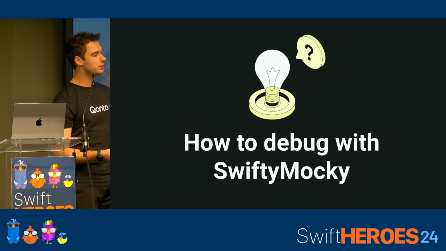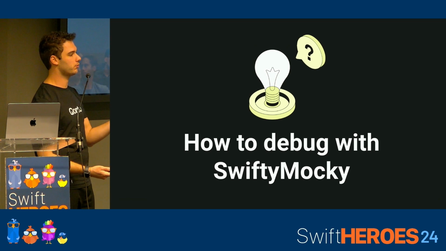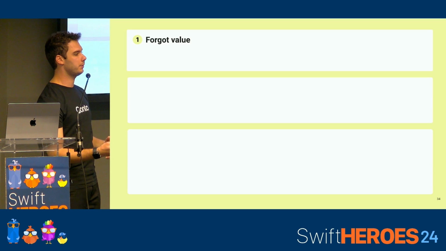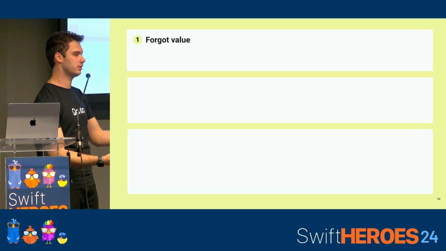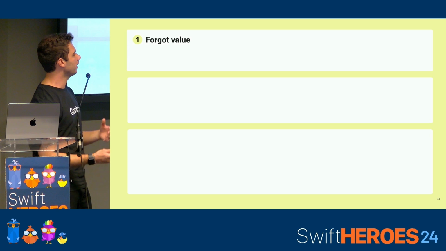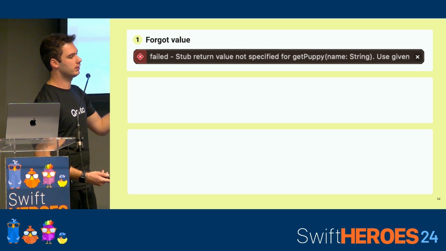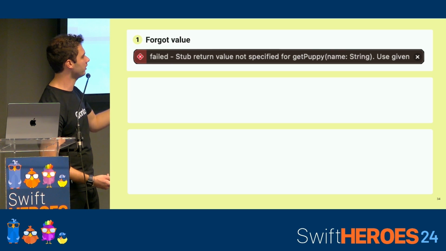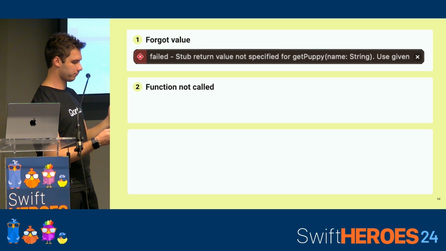So now, SwiftyMocky wouldn't be a unit testing library if it didn't provide you with debugging tools. The first thing that can happen when you're testing is that you have a mock, but you forget to set the return value for a specific function or variable. In that case, the test will fail, and SwiftyMocky will let you know that a return value was not specified for your function. I suggest you use the given syntax to actually do this.